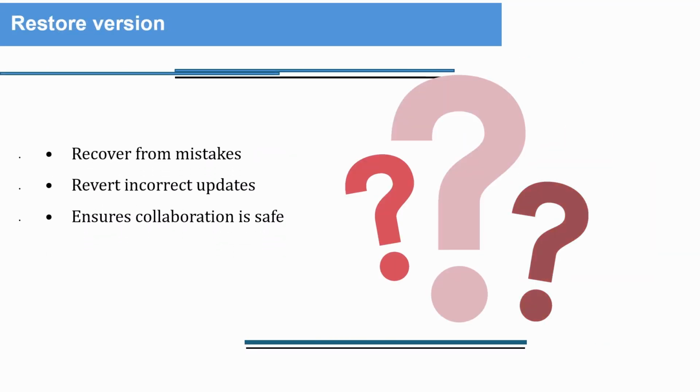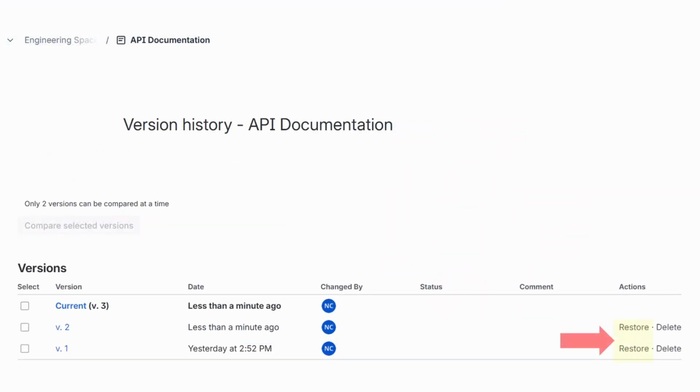Finally, let's see how to restore an old version. This is a safety net for collaboration. So in page history, select the version you want to restore, for example version 2. Restore this version, and confirm the restore. The page is reverted to the selected version, and Confluence automatically creates a new version of the restore action. This helps you to revert if there is any incorrect update and ensures that the collaboration is safe.